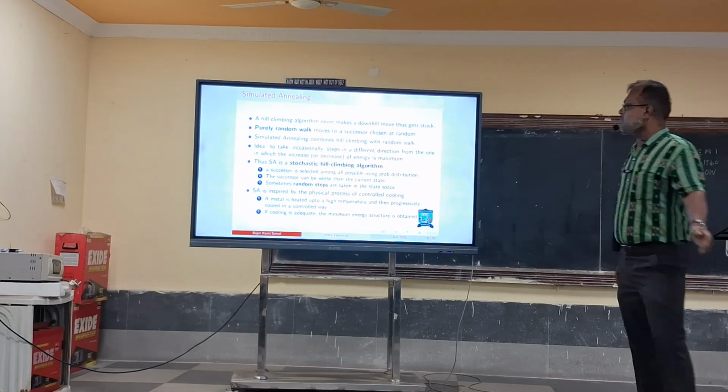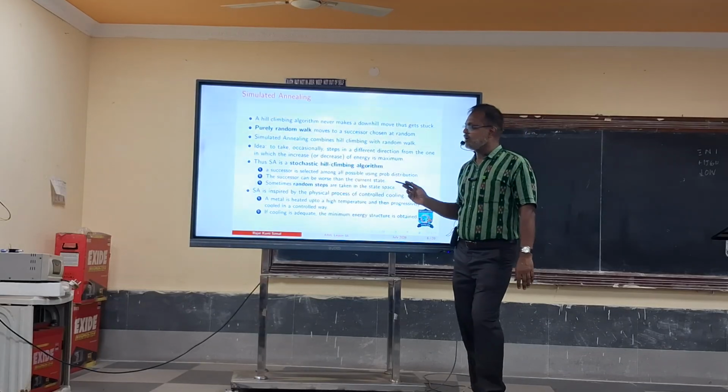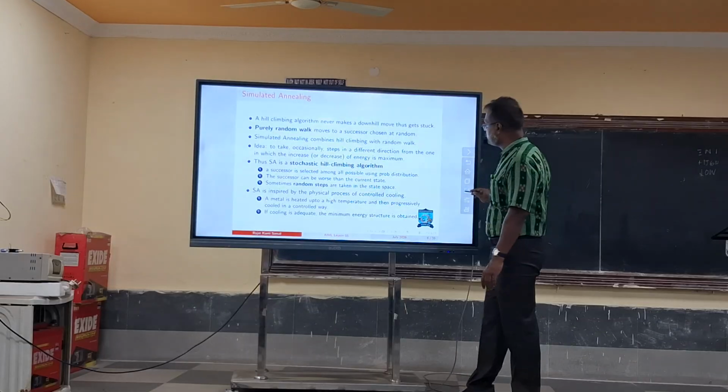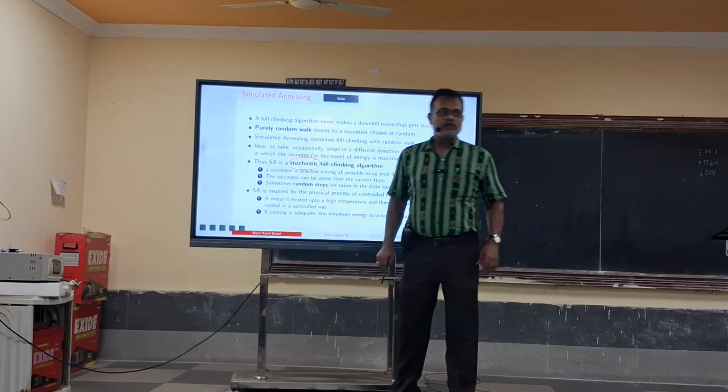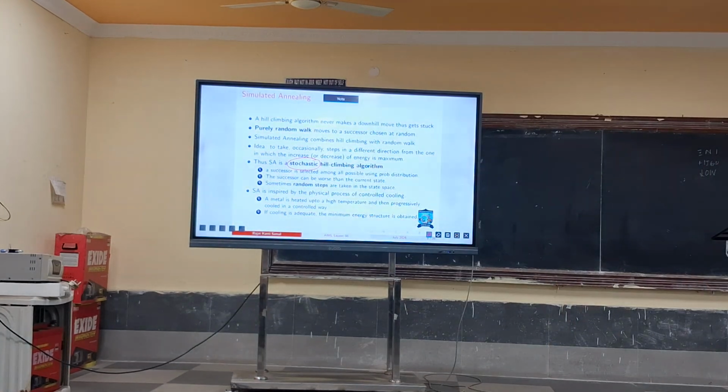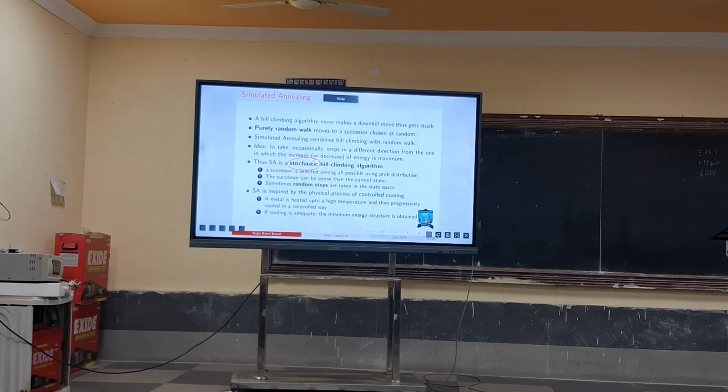Hill climbing. Thus, simulated annealing is a stochastic hill climbing. What is stochastic? Stochastic means which direction I should go. I will use a probabilistic approach. Suppose my problem follows a gamma distribution. So I will put the parameter to the gamma distribution and I will make a condition. If it is greater than 0.6, I'll move in this direction. Less than 0.6, I'll move in the other direction. So that is known as a stochastic algorithm.